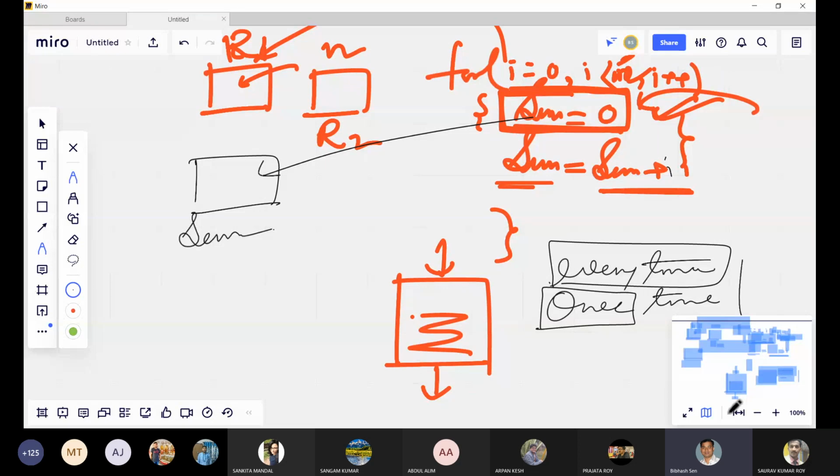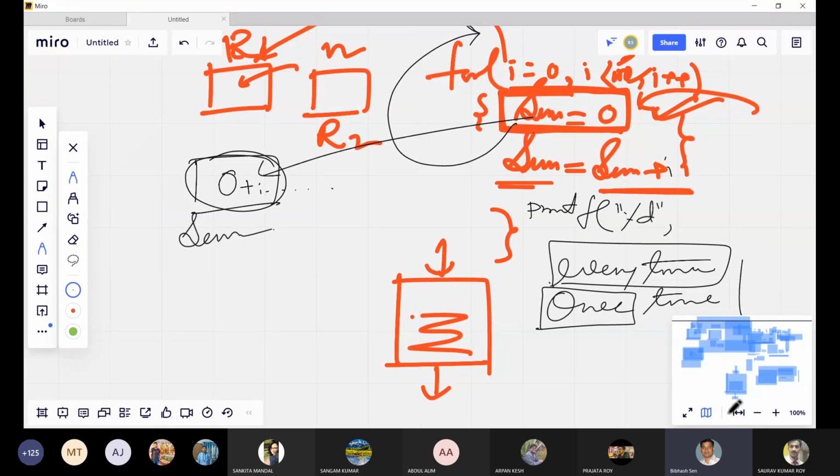If you keep it outside, then initially it is 0, and 0 plus the value of I updates the content. If I don't want any print statement, printf with percent d, suppose sum, then this is okay. But if you would like to get the final sum, that time there will be an error due to the presence of this.